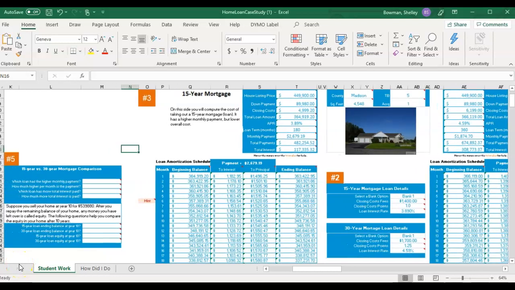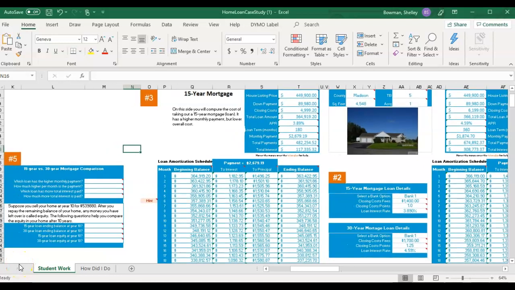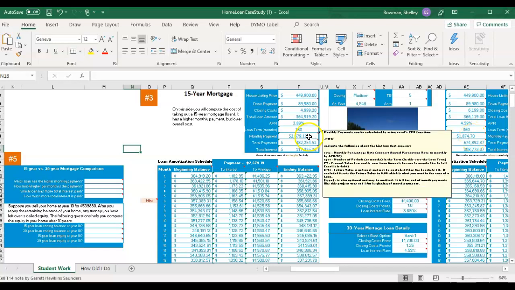This small tutorial is simply going over question number 5 in the home loan case study. At this point, we're assuming that you have completed your home loan case study for steps 1 through 4, and we're just going to answer some questions. The first one is, which loan has the higher monthly payment? And you can view these right here that you calculated and pick which one had the higher payment.